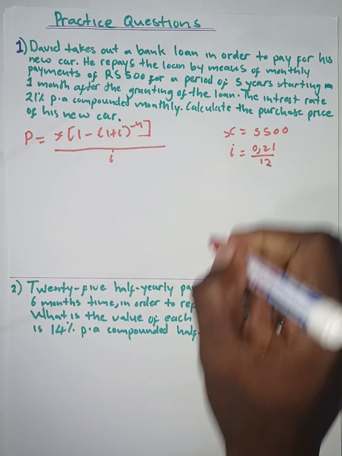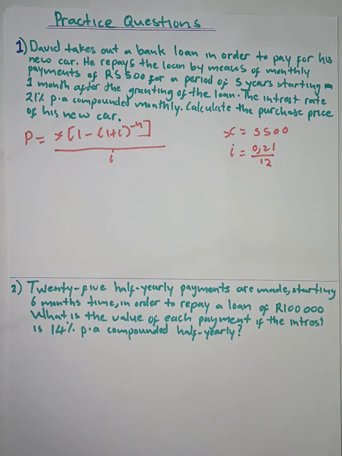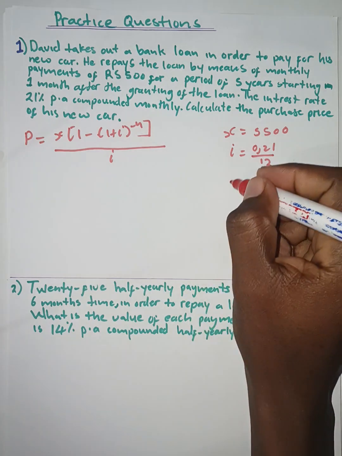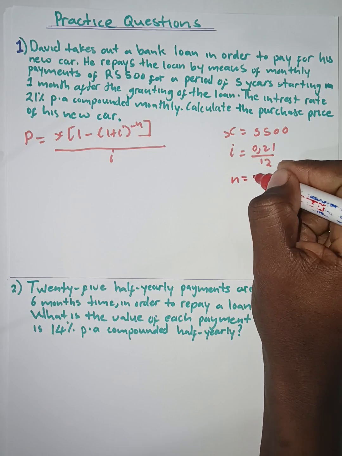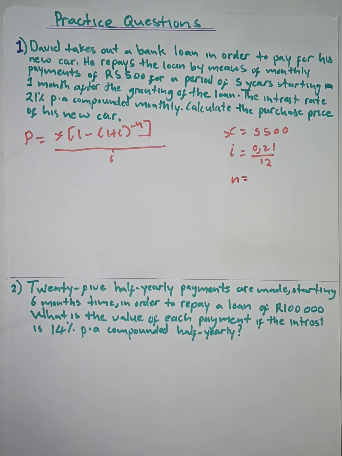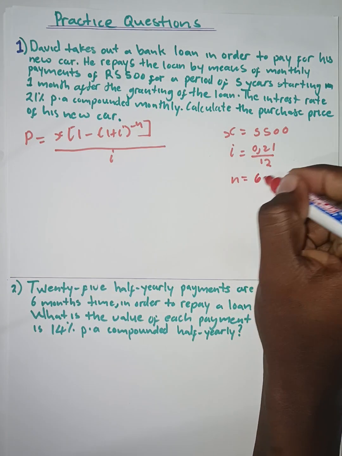So in this case, we'll know the number of payments. Remember, he's making monthly payments, right? So in a year he would need to make 12 payments. So in 5 years, he would need to make 60 payments. What you do is take that 5 and multiply it by 12. Remember, in a year he would make 12 payments, so in 2 years he would make 24. So to find the number of payments David will make in 5 years, you take 12 and multiply that by 5, and you get 60.